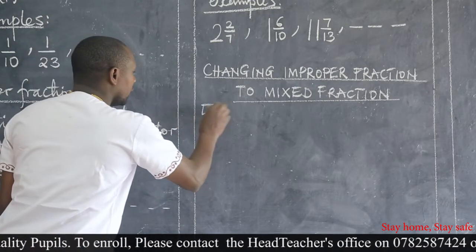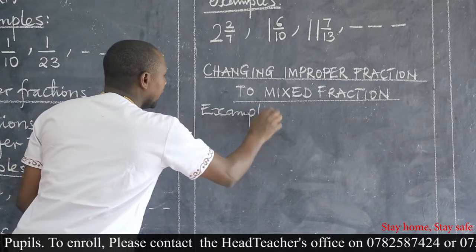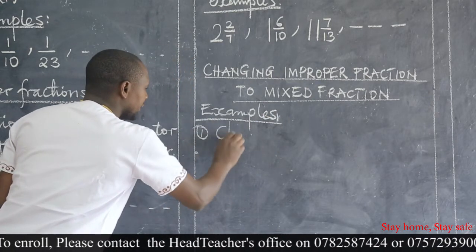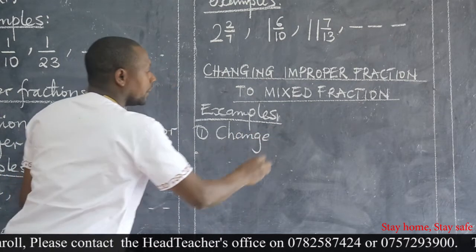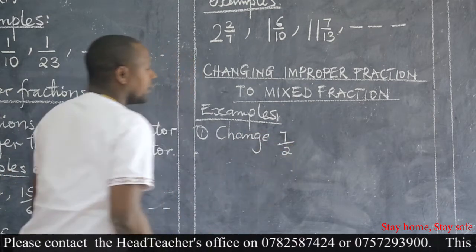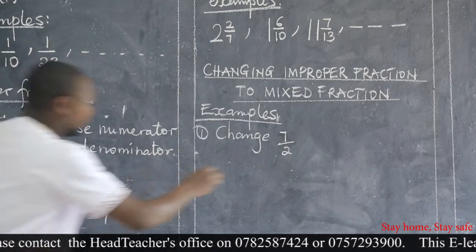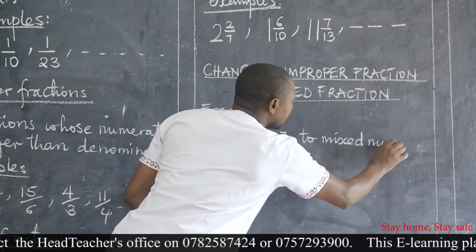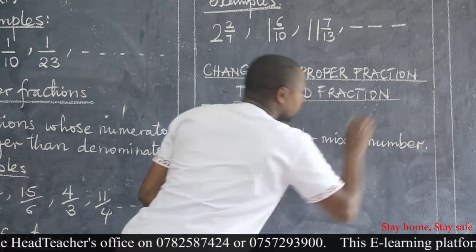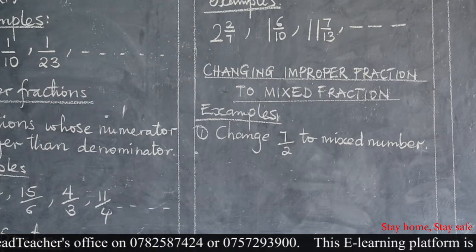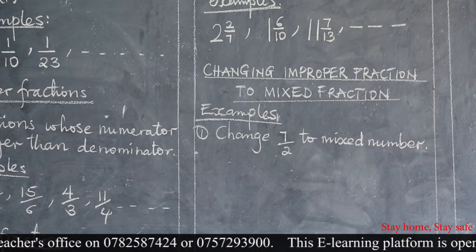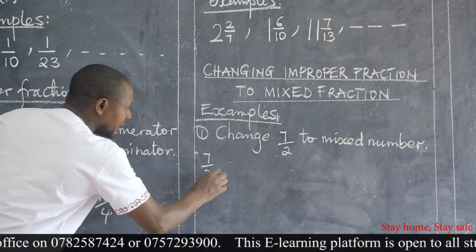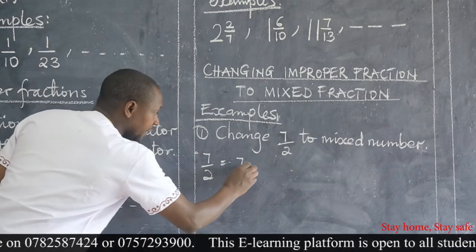One example. If somebody can give me any example, somebody is saying change. I'll assume it is 7 halves as an improper fraction, as I said here, to mixed. Somebody calls it a mixed number. What can it be as a mixed fraction? What steps do you take? Look here and learn something today. If we have 7 halves, this is the same as 7 divided by 2.